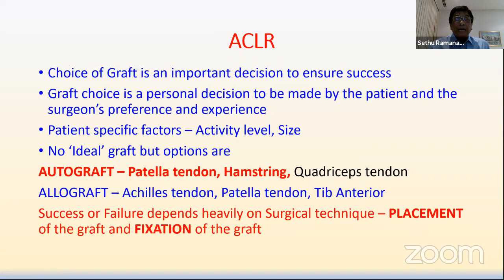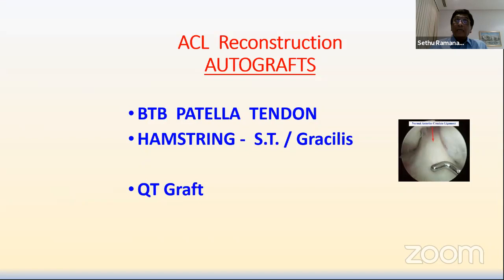Having chosen the graft, I think success or failure depends heavily on the surgical technique. And I think this is very, very important on the placement of the graft, because that would be decided by your tunnel placement and fixation of the graft. So I think basically when you're talking about a primary ACL reconstruction, you're talking about patellar tendon and hamstring tendons mainly. I would put quadriceps tendon grafts a little distant third.